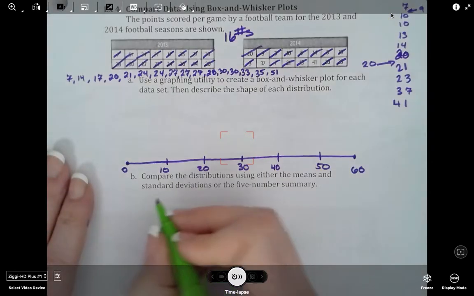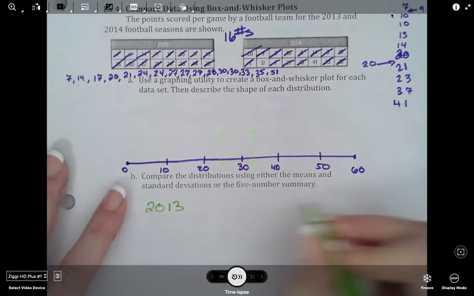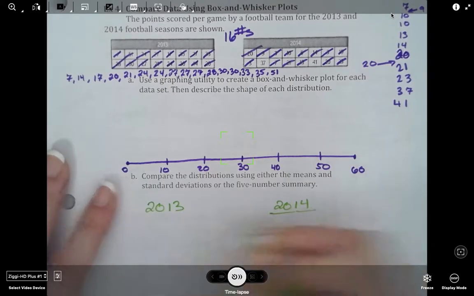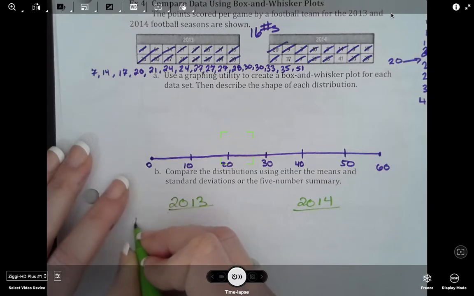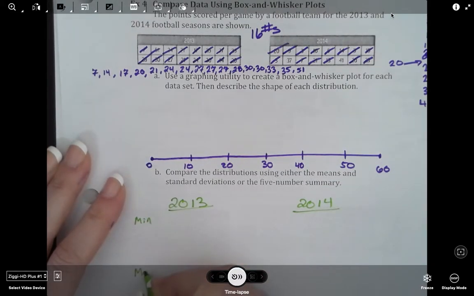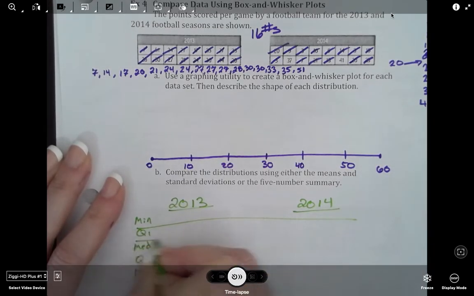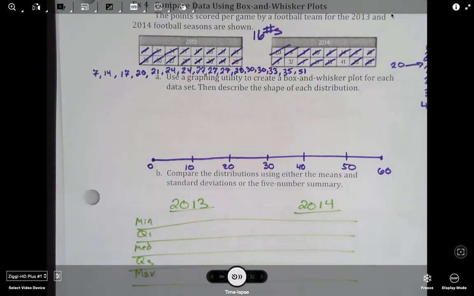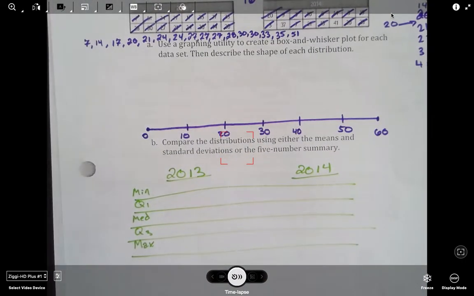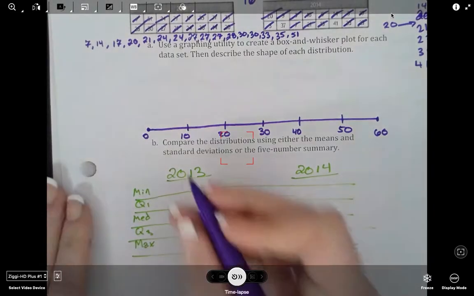Okay, so I'm going to do my 2013 data, and I'm going to do my 2014 data down here in my 5-number summary. So I need a min, max, median, Q1, Q3. Wow, my lines are not straight. Okay, there we go. All right, so what is my smallest number for the 2013 data?